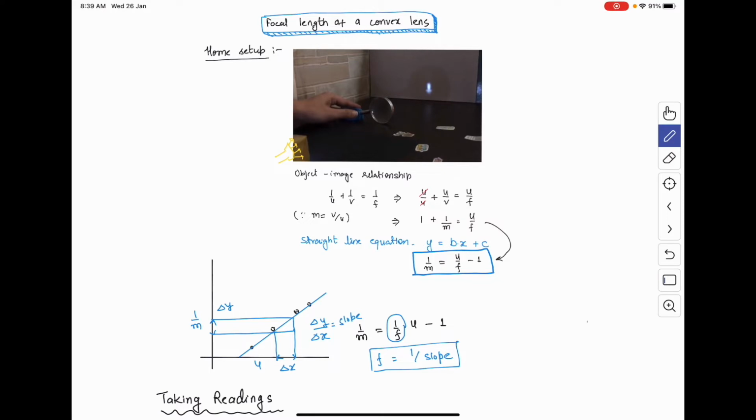If you compare the two, you can see that if we plot the graph of 1 by m on the y-axis and u on the x-axis, what we will get is minus 1 as intercept ideally, and 1 by f will be the slope of the line. So f will be the inverse of the slope. Let's see how to take readings.